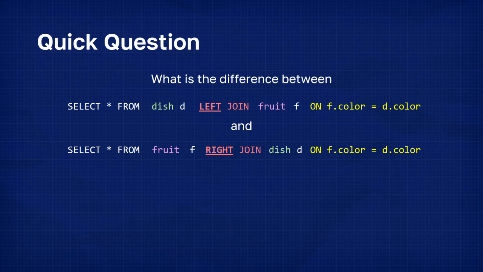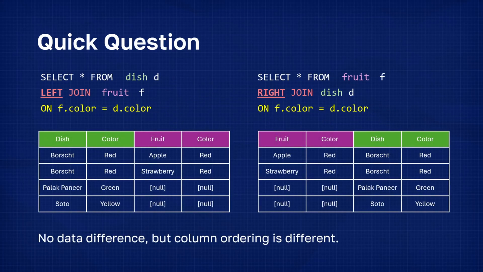Actually, if you notice what I did was I swapped them. If I do dish left join fruit, then my dish is on the left, it will be intact. Fruit right join dish, the dish is on the right, so it will be intact. So actually the values will be the same, but are they the same? Any guesses? The values of the condition? Okay. So actually the values are the same, but the column ordering will be different.